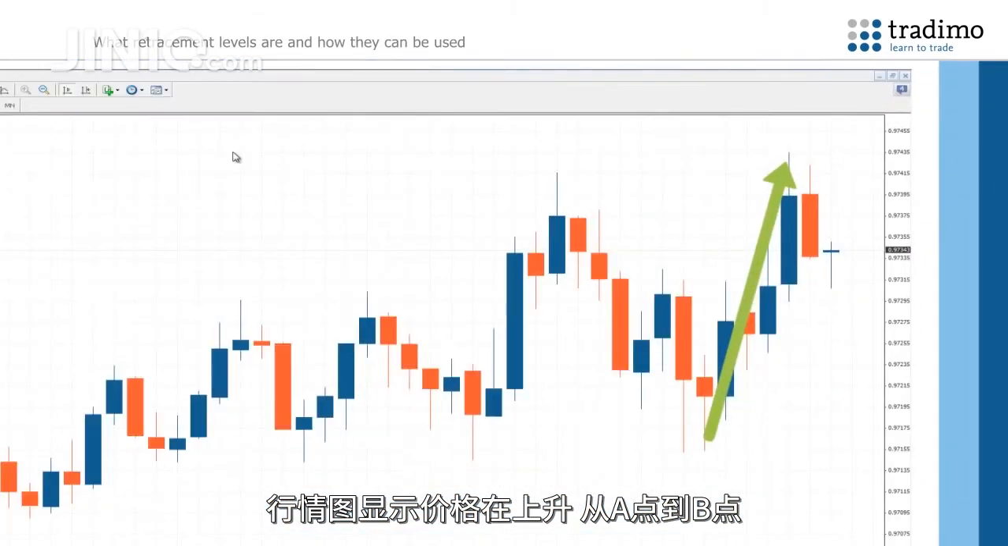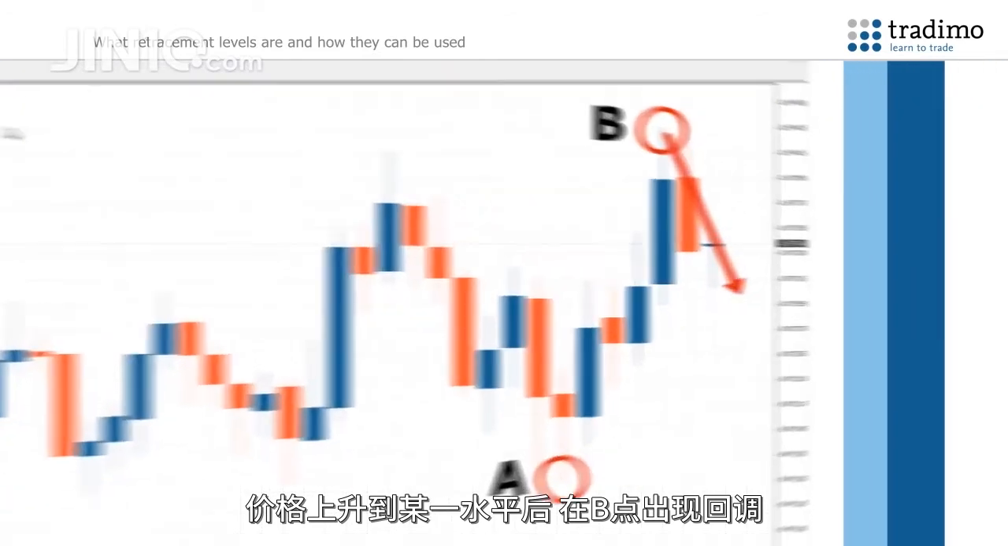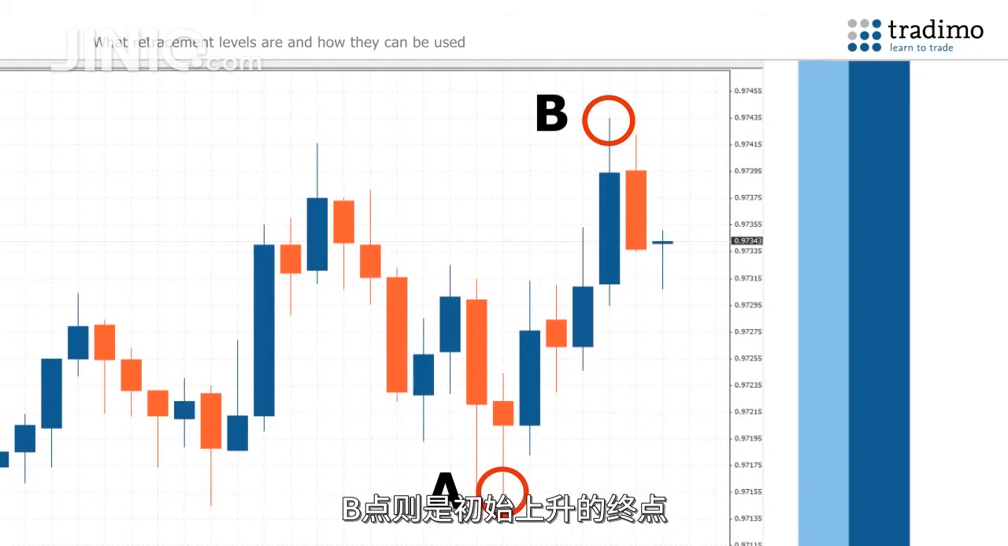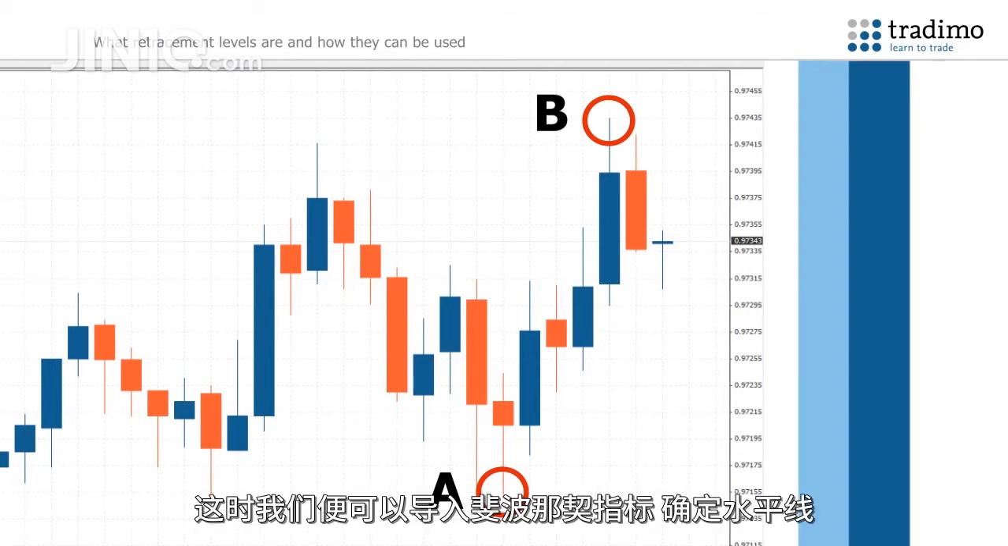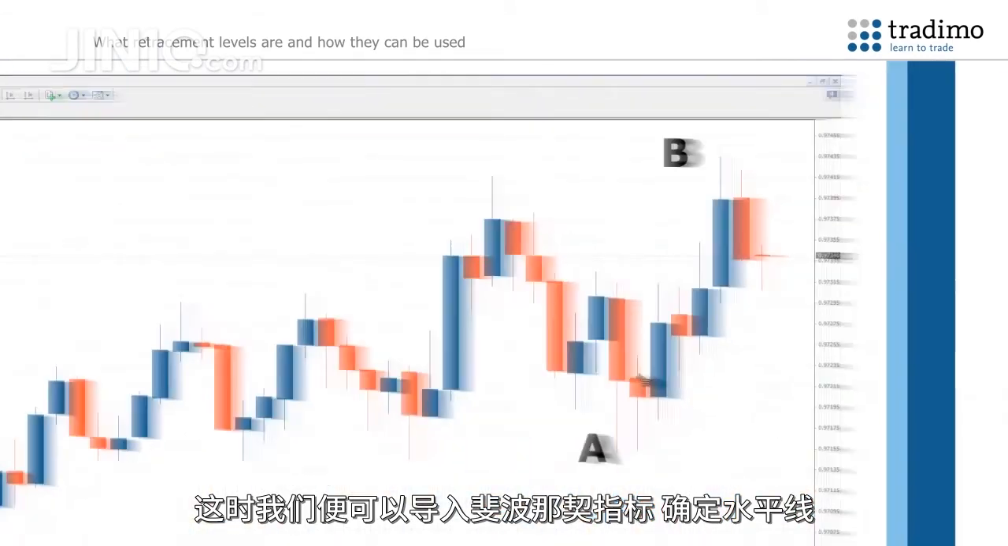Here, the price has moved up. There is an initial move to the upside from point A to point B. After the price moves up, there is a retracement after point B. After the price begins to retrace, it becomes clear that point A is the beginning of the initial move up, and point B is the end of the initial move up. Once this happens, we can use the Fibonacci tool to place the Fibonacci levels.